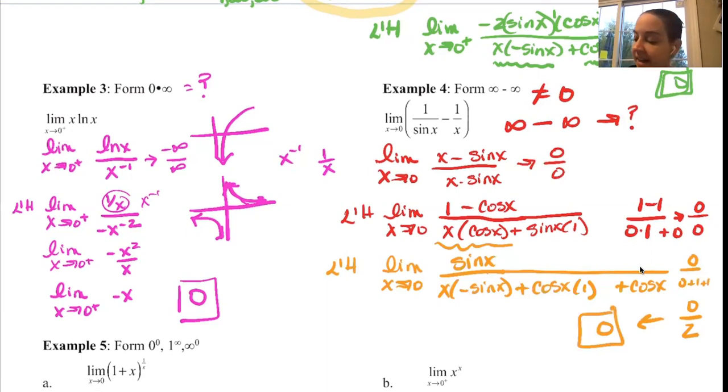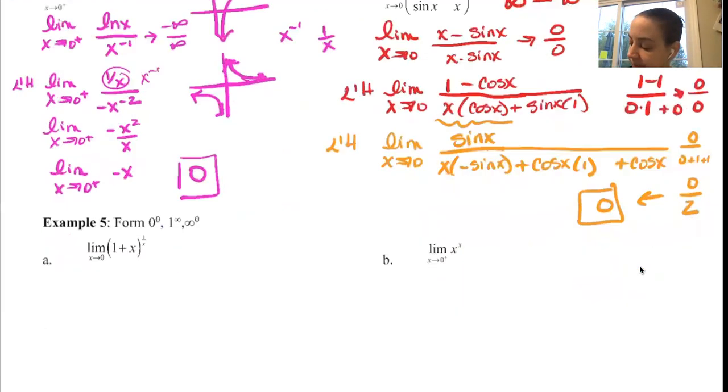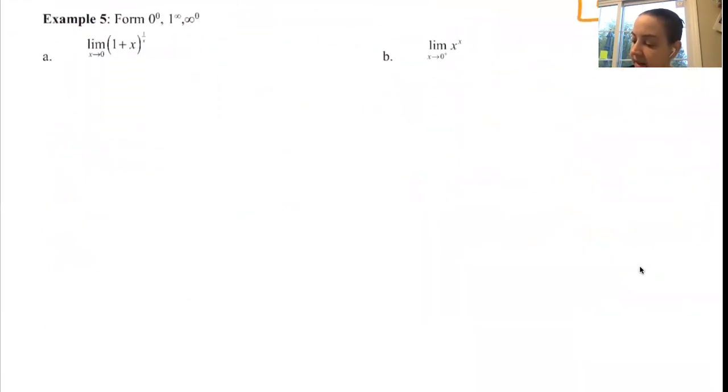All right, I think I have 2 more examples for you. These can be a little bit tricky. I have to take a quick break here and then I'll come back into example 5 with you.